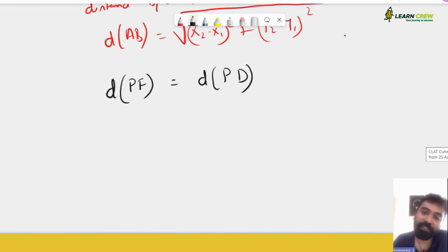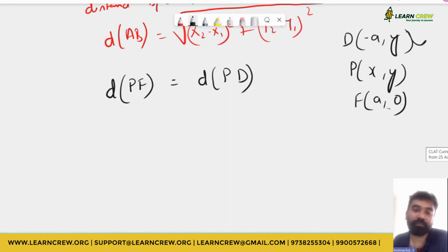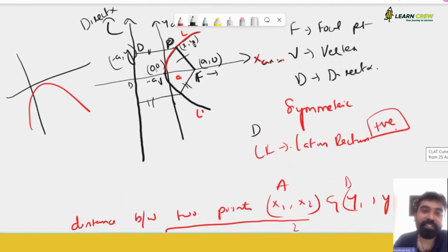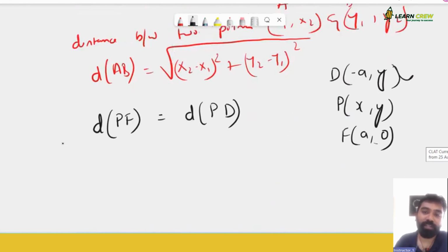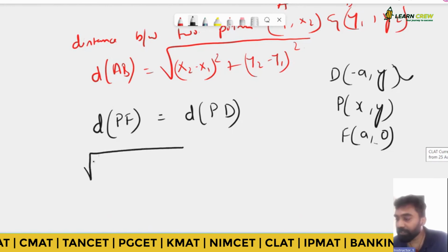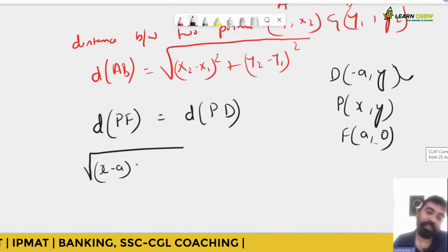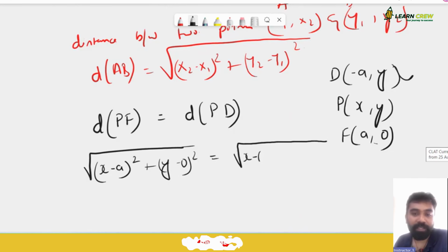The D coordinates are going to be minus a comma y, the P coordinates are going to be x comma y, and the F coordinates are going to be a comma 0. This is what we got from this diagram. F is a comma 0, P is x comma y, D is minus a comma y. Fine. Now I can substitute into the equation. PF is the square root of (x minus a) the whole square plus (y minus 0) the whole square, equal to the square root of (x plus a) the whole square plus (y minus y) the whole square.